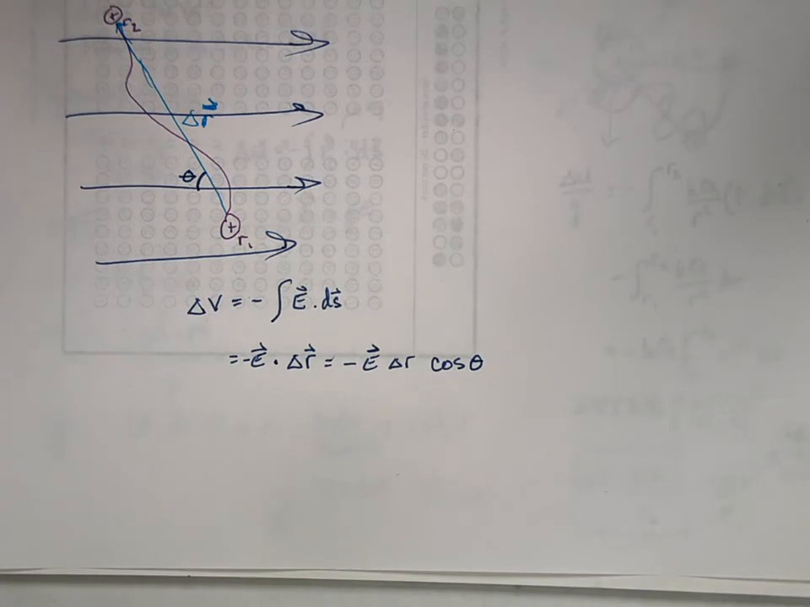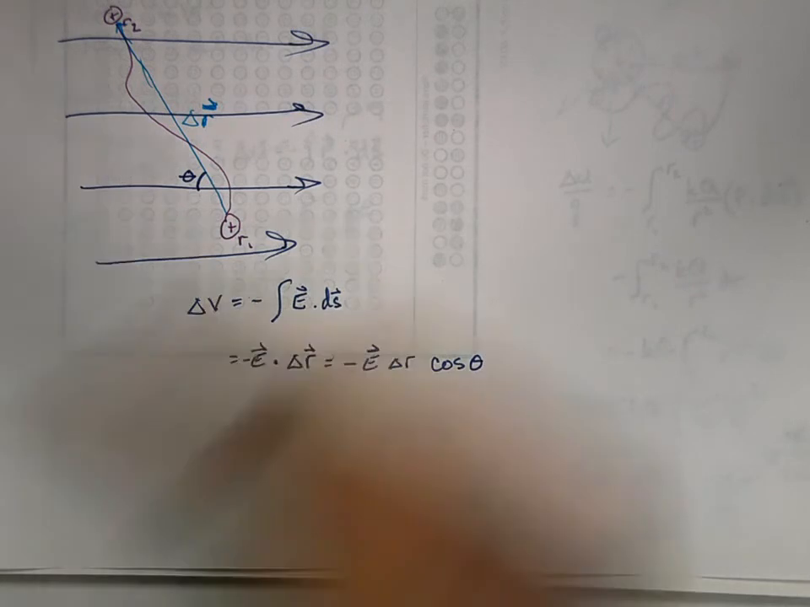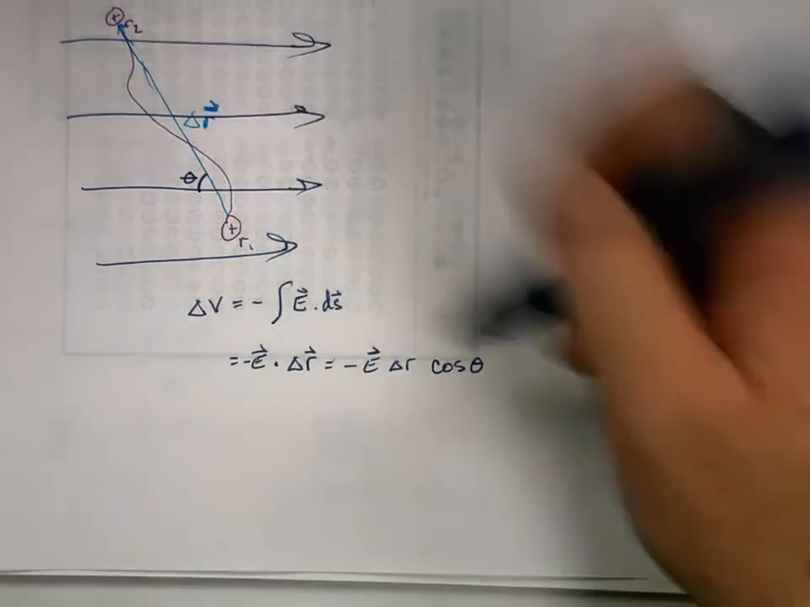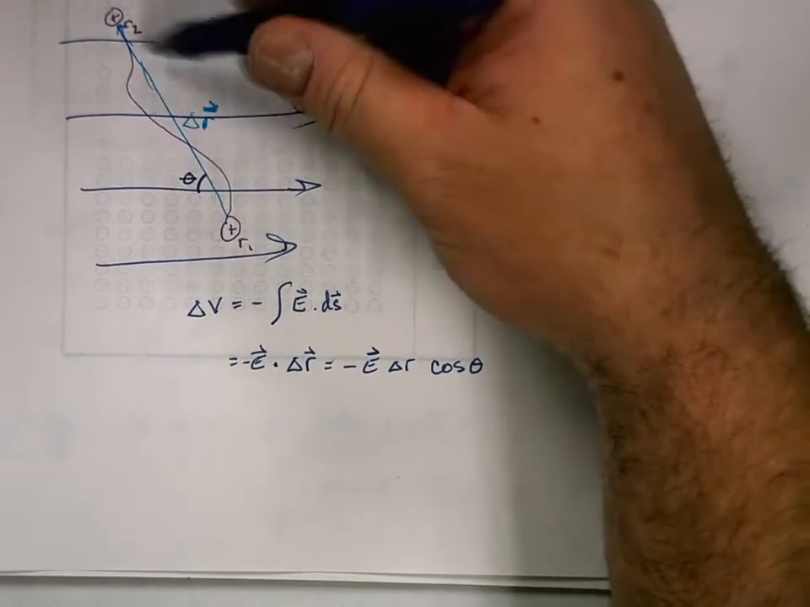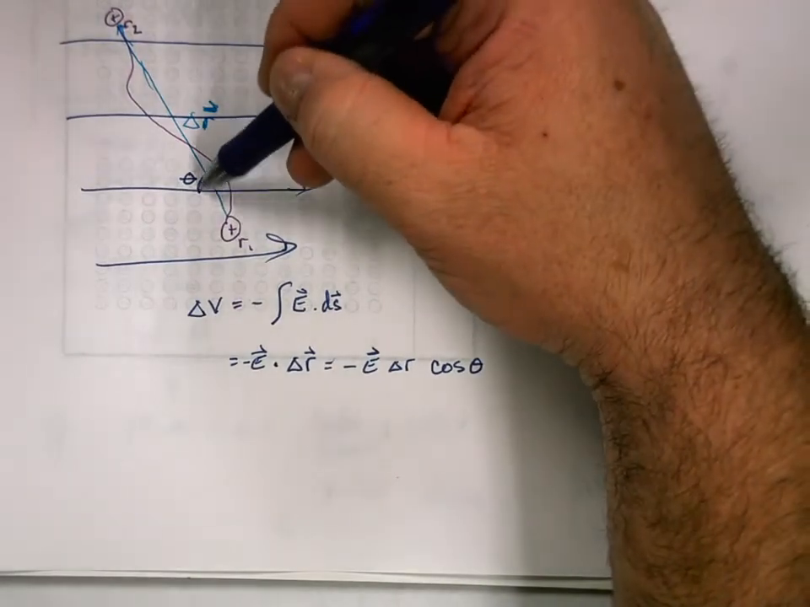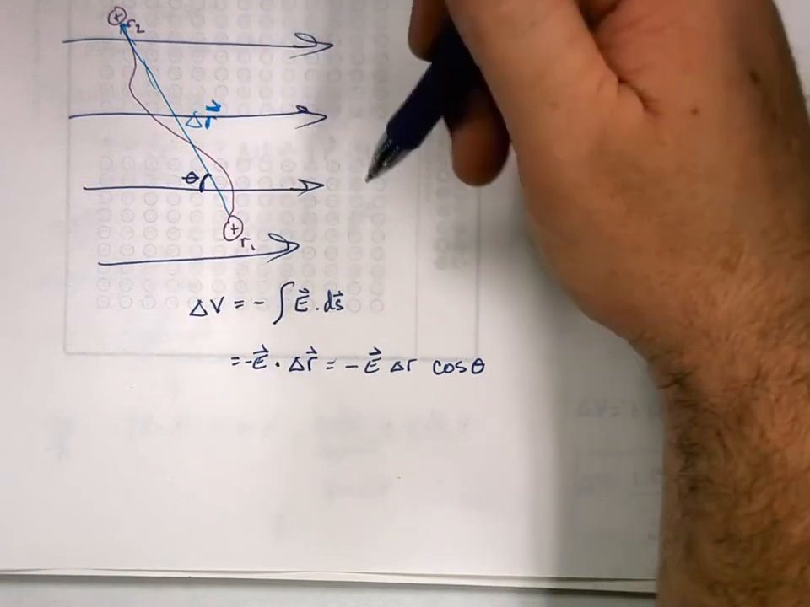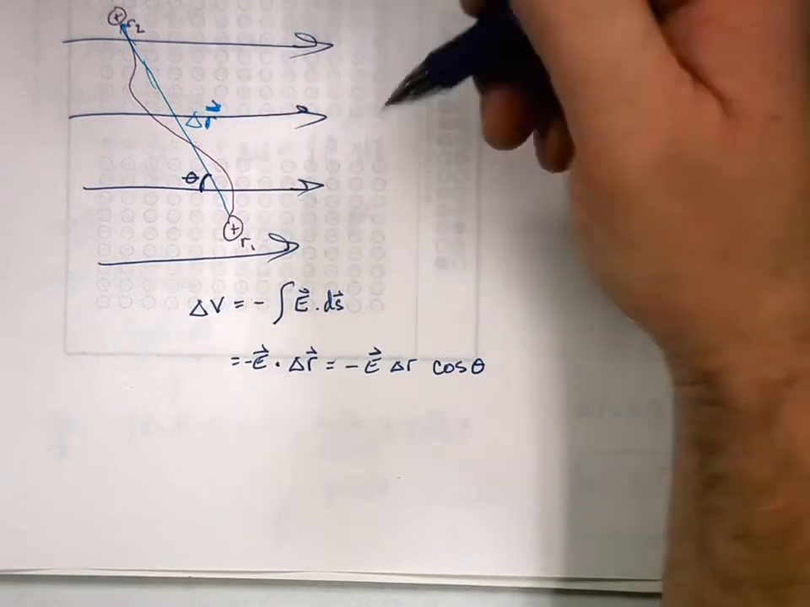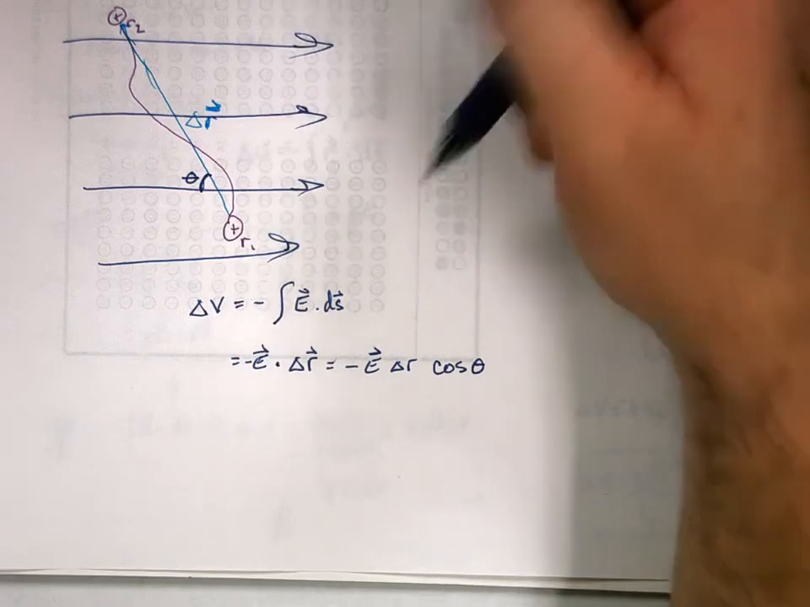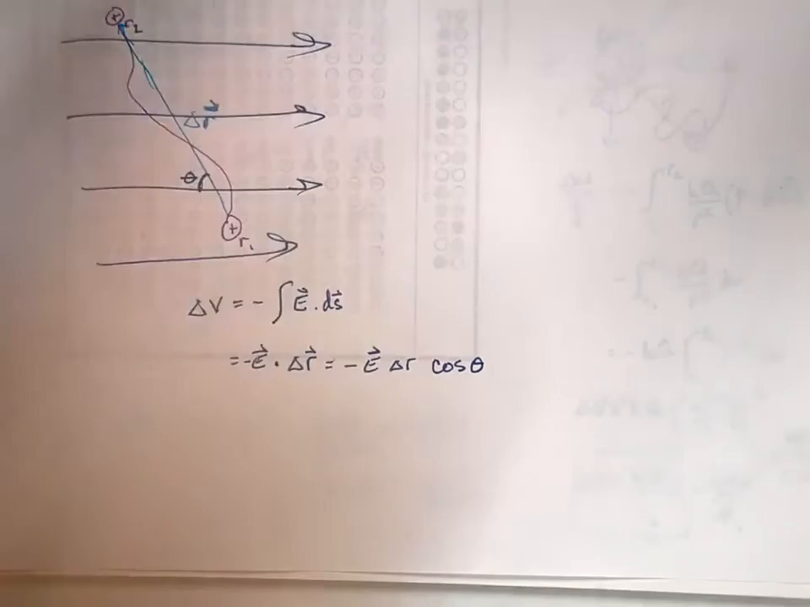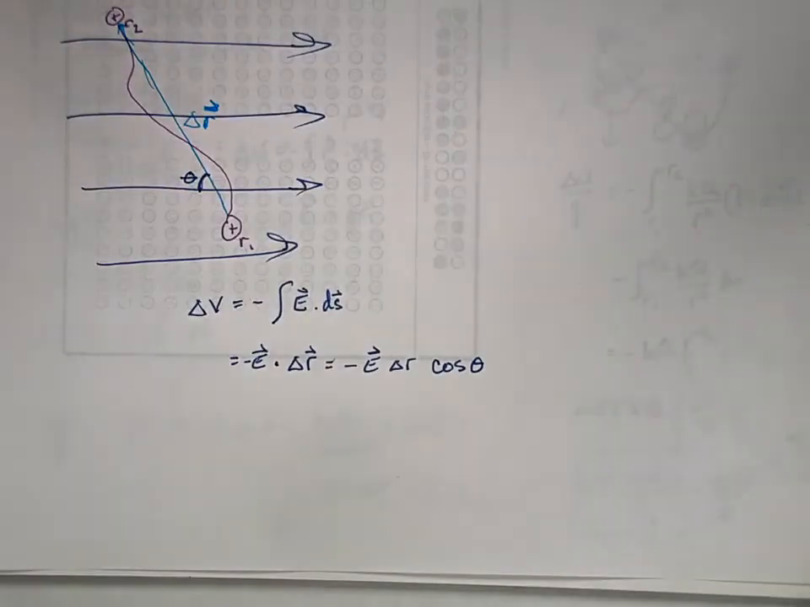So the cosine theta is, if R is in this direction, the angle it's making with the electric field. Or you could use either side, but then you have to pay attention to your negatives. Okay, that's it for intro to potential.